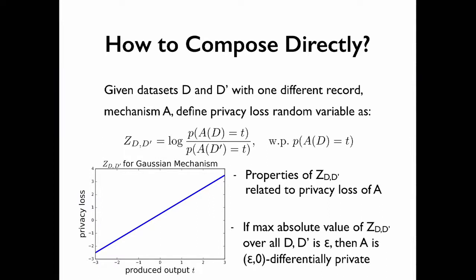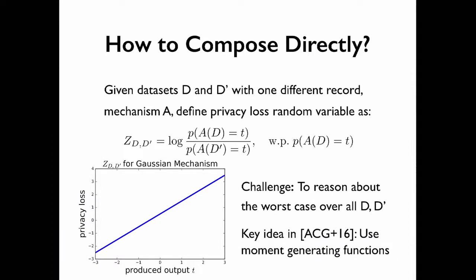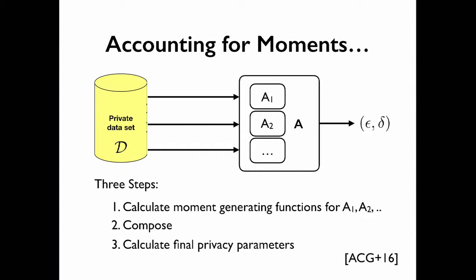Okay, so we can look at these variables and we can analyze them directly. The challenge here, however, is to reason over the worst case over all D and D prime pairs, right? You can look at one Z_{D,D'} and analyze it, but the challenge is what happens over the worst case, to look at the max over D, D prime. And the key idea in this Abadi et al. paper was to use moment generating functions of Z to make this reasoning much easier. So that's where the name comes from, moments accountant. So how do we account for moments? We are going to do this in three steps.